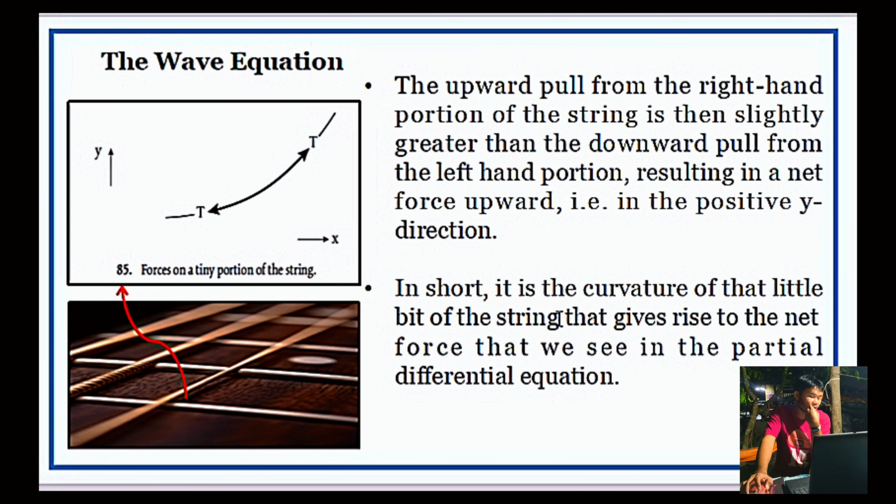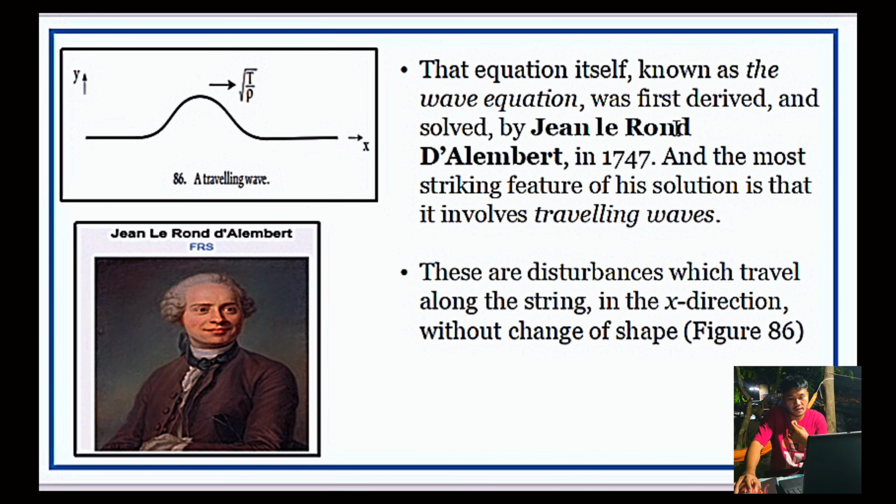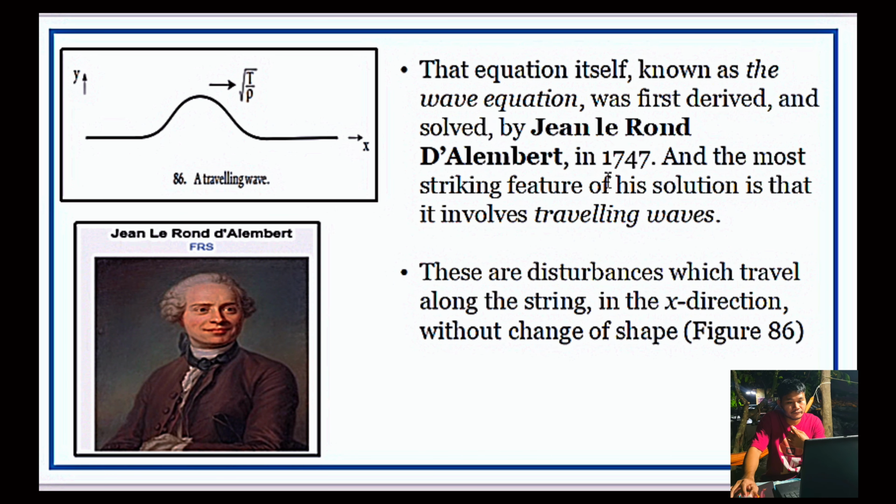In short, it is the curvature of the little bit of the string that gives rise to the net force that we see in the partial differential equation. That equation is known as the wave equation, and it was first derived and solved by Jean-Louis Rond d'Alembert in 1747. The most striking feature of his solution is that it involves traveling waves, as you can see in figure 86.